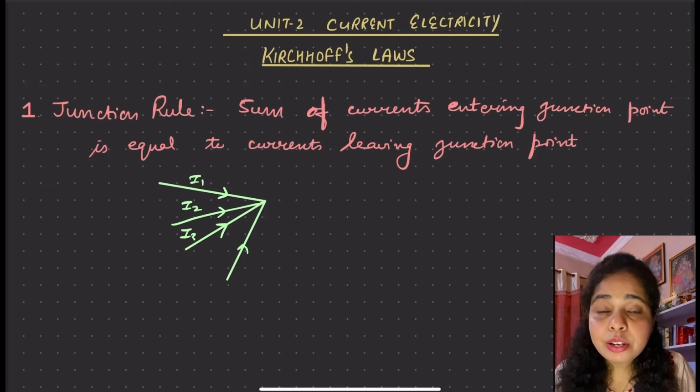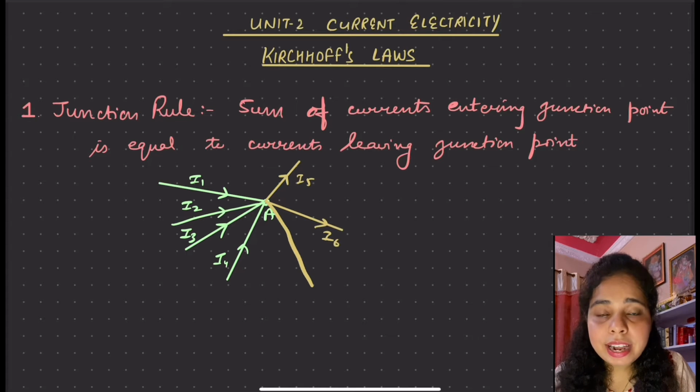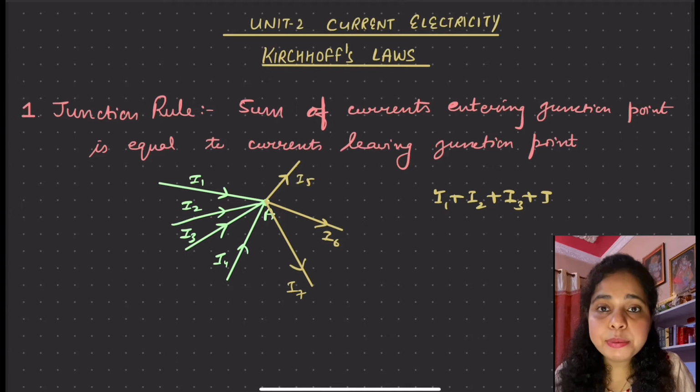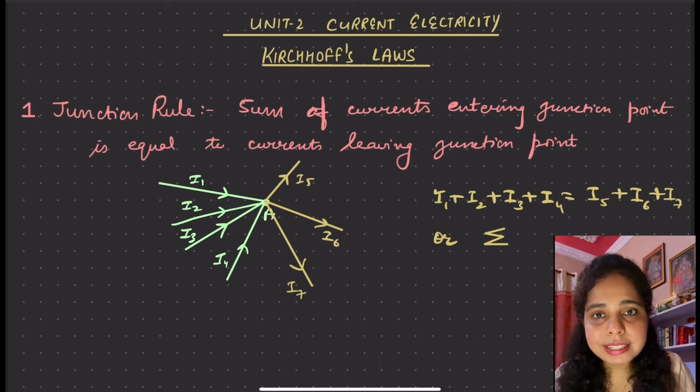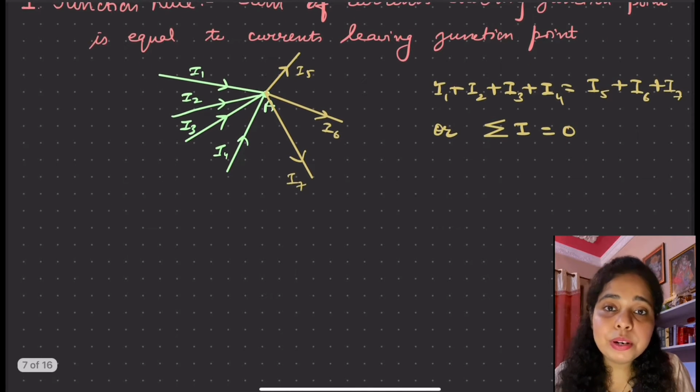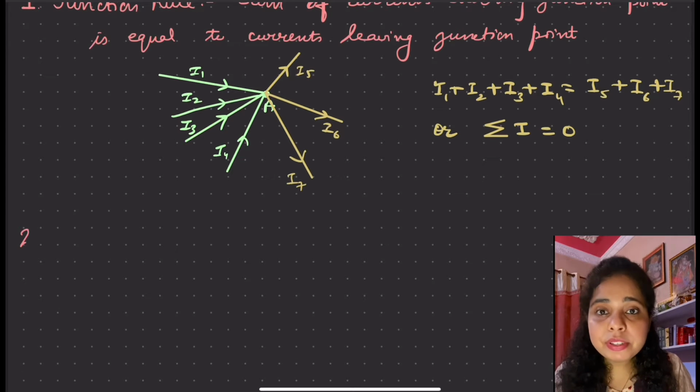So we can also say that the sum of currents entering and leaving the junction point is 0. That means the total current entering and leaving the junction point is 0. This law is based on the law of conservation of charge, as the net amount of charge meeting at a junction point is 0, because the amount of charge entering that point is equal to the amount of charge leaving that point. So in an electrical circuit, at a junction point, the total current entering is equal to the total current leaving the junction point. So this is the first rule.